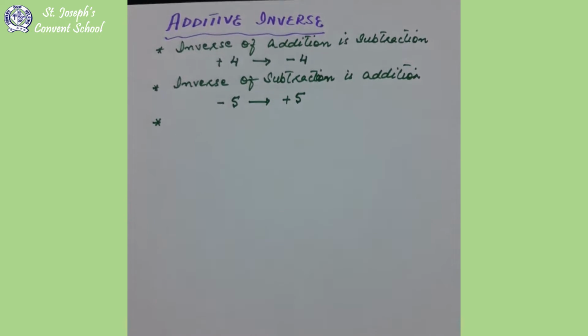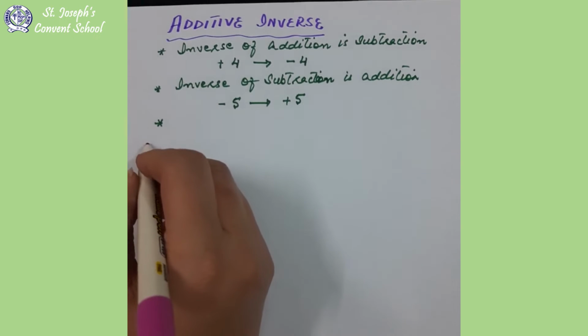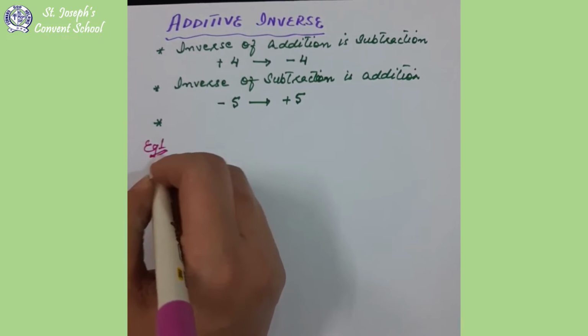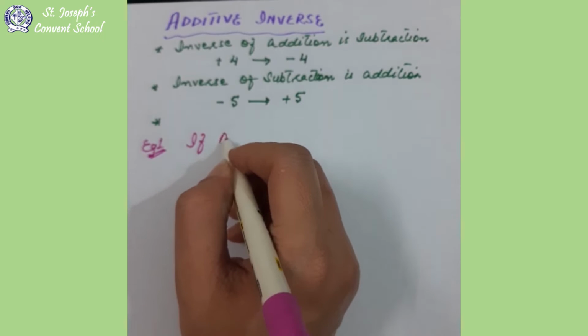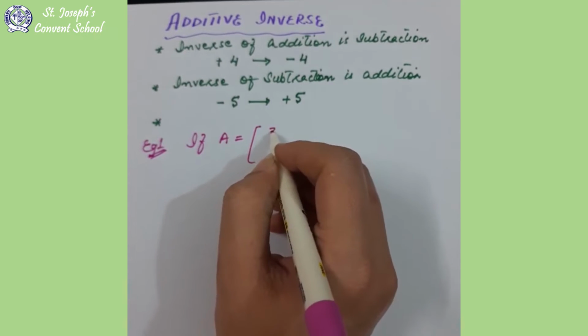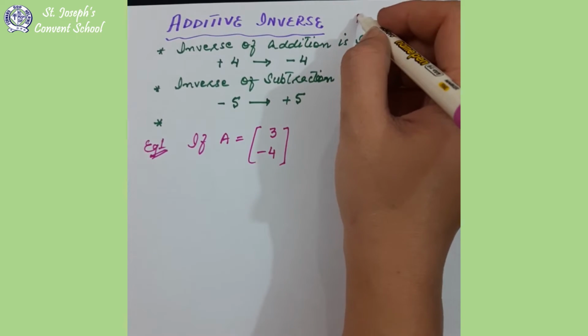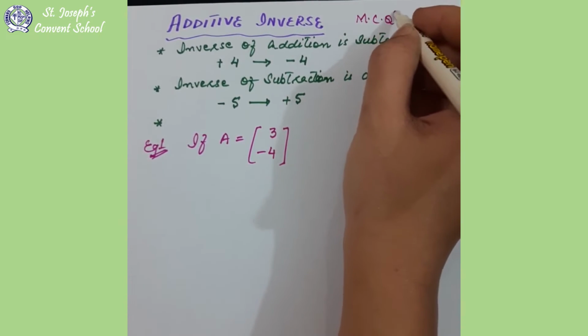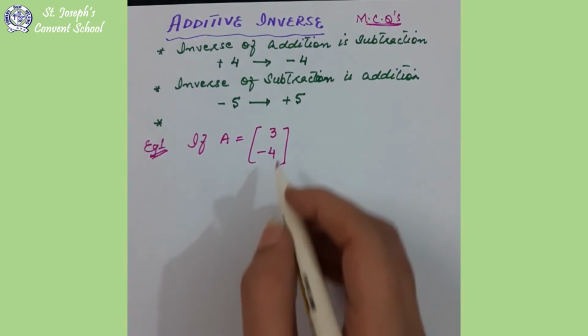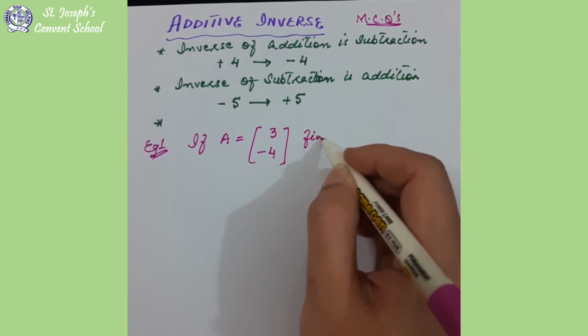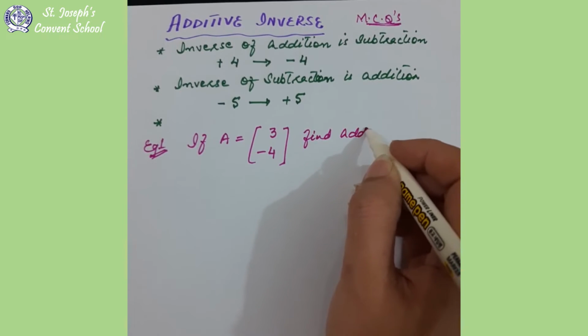Now let's do the example. How to find the additive inverse when matrices are given. In matrices, how to change the sign. Let's do an example. Let's write the first matrix. If A equals 3 and minus 4. Okay, this topic mostly comes in the MCQs. You do this for the MCQs. They'll give you the matrix and you have to write the additive inverse. Okay, find the additive inverse.